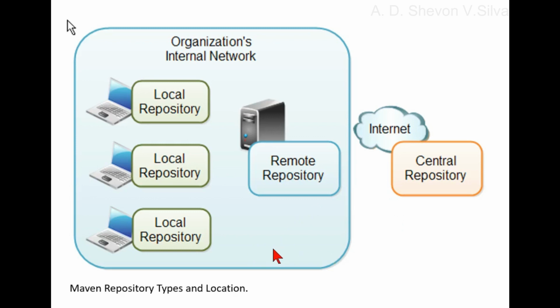Maven has three types of repository: local repository, central repository, and remote repository. Maven searches these repositories for dependencies in this sequence. First in the local repository, then the central repository, and third in the remote repositories if specified in the POM. Here's a diagram illustrating the three repository types and their location.